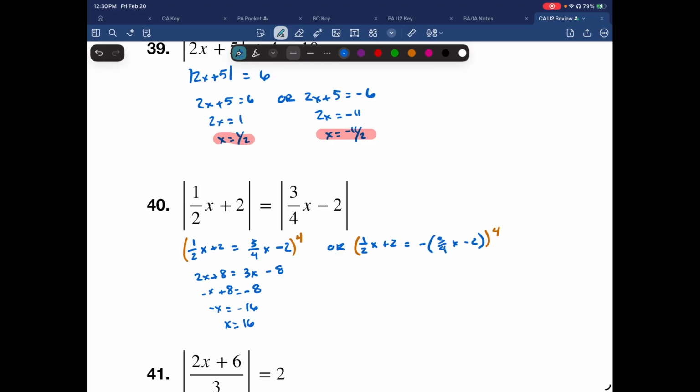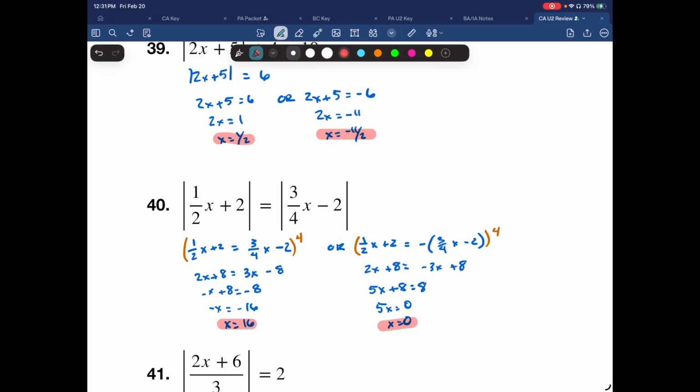So we have 2x plus 8 equals, don't forget the negative. So this is going to be 4 goes into 4 one time. 1 times 3 is 3, so it's going to be minus 3x. And then that's going to be negative 8. All right, but 2 negatives make positive, so it'll be plus 8. All right, so I'm going to move the 3x over. That's 5x plus 8 equals 8. Subtract the 8. 5x equals 0. X equals 0. So 16 and 0 are my answers.